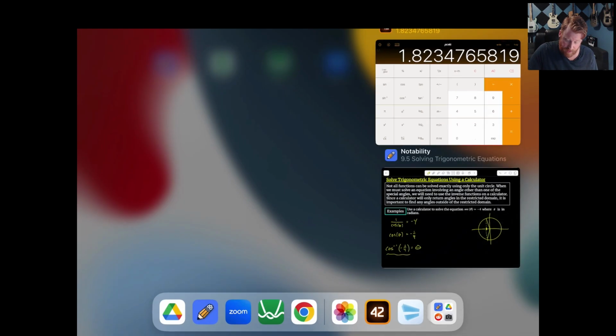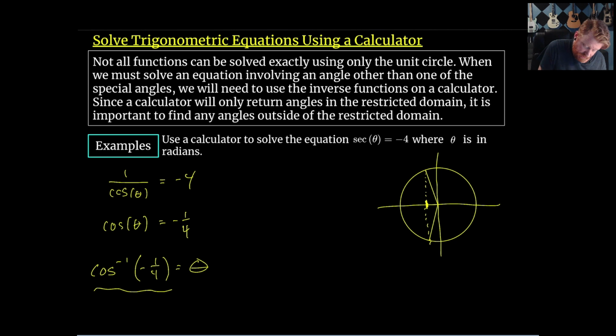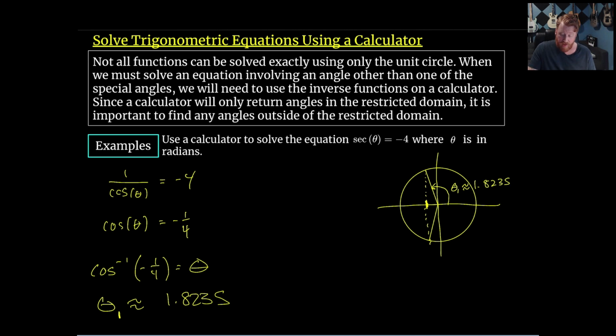Okay, so let's go back to our screen. So here we're getting that theta is about, and we'll call this theta 1, since we're looking at a specific theta here. I'm going to want to reference these different theta values. So we'll say that theta 1 is about 1.8235. So this angle here, this theta 1, we're saying that's about 1.8235.